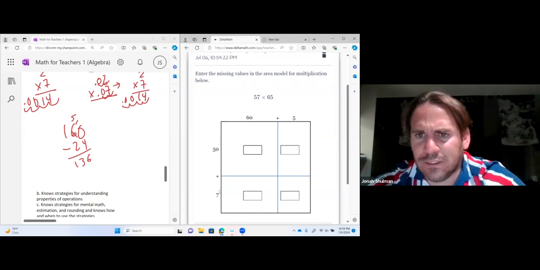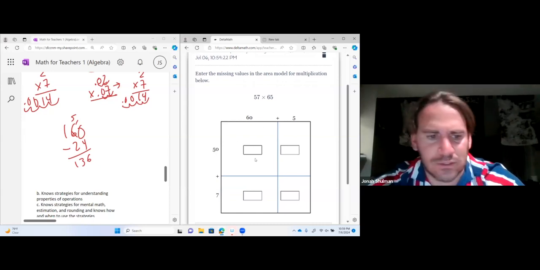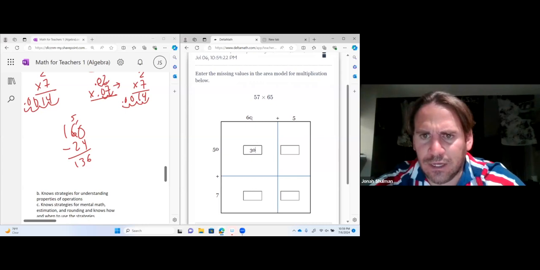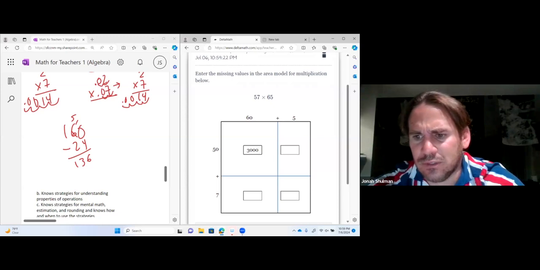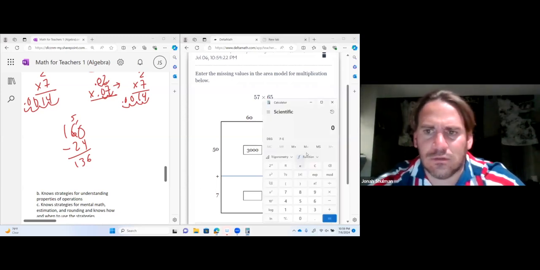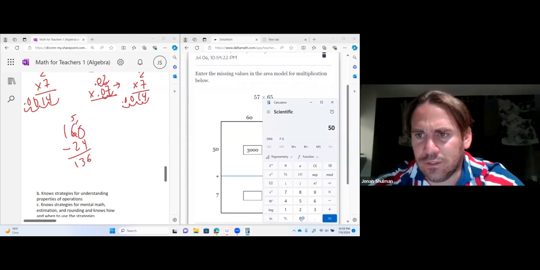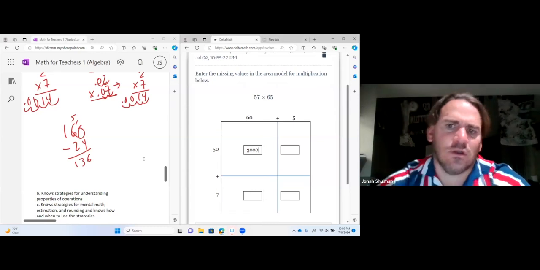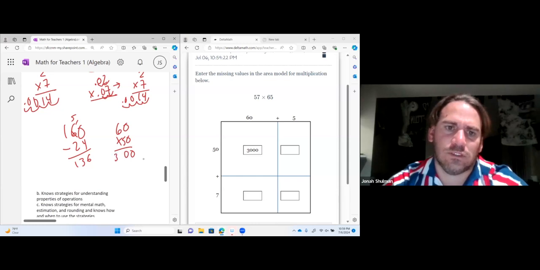60 and 5, 50 and 7. Well, 5 times 6 is 30. Then we've got how many zeros? Well, you should really think about it. I believe it's 3,000, but let's double check it. You know, we could always double check this way, 50 times 60. Is it 30,000? It's 3,000. Oh, that's what I got, 3,000. Okay, good. Another way to check it is 60 times 50, 0, 0, 3, 0.